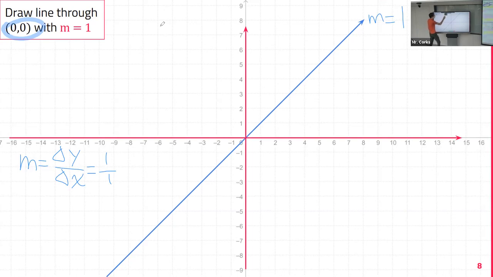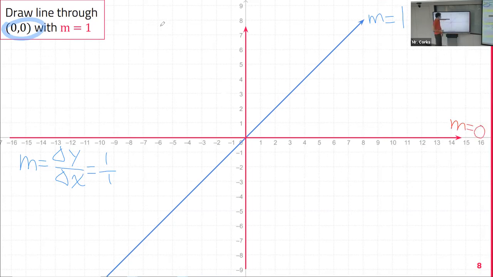Let's add these two special cases, one of which I mentioned a moment ago. A perfectly horizontal line on the x-axis, what is that slope? 0. And then this perfectly vertical one is our undefined slope: m equals, question mark, something.